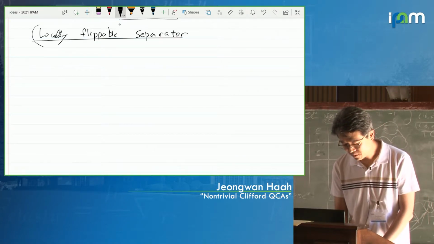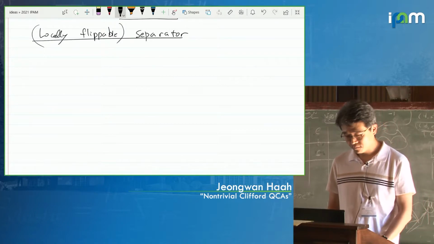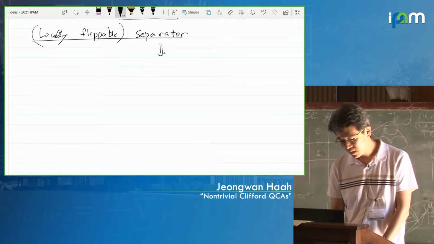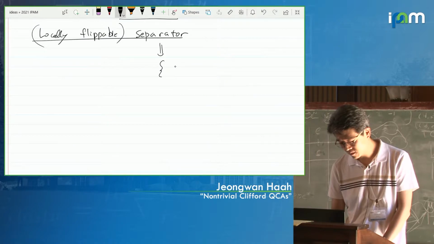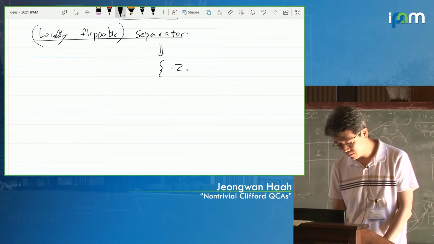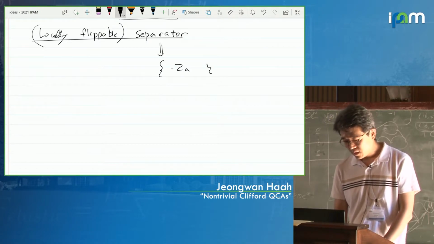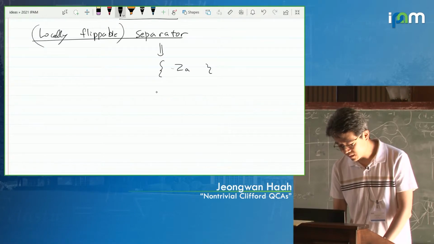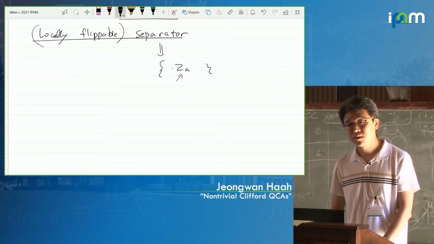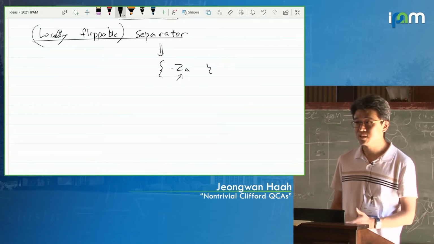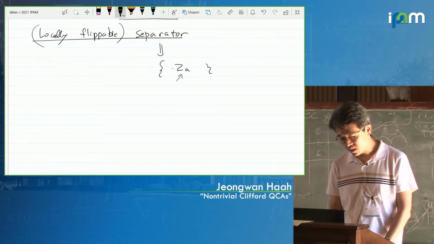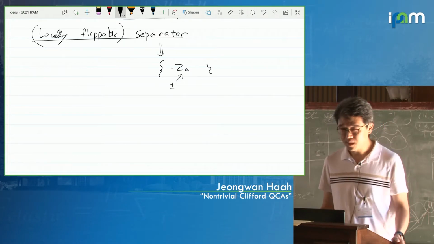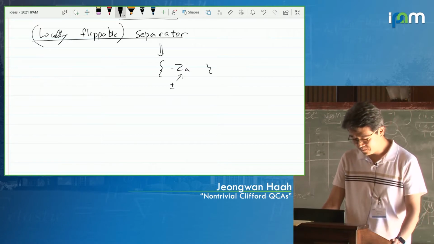So locally flippable is an adjective, so let's talk about the separator first. A separator is a set of operators, not necessarily Hermitian. I label it with A, such that if I assign eigenvalues to this operator, so when it's a qubit system, then the possible eigenvalue is just plus minus 1.